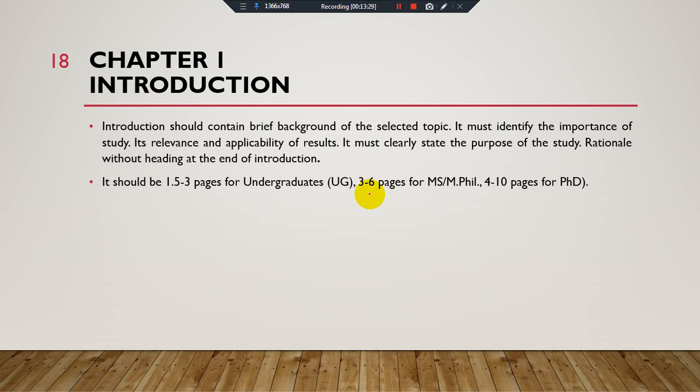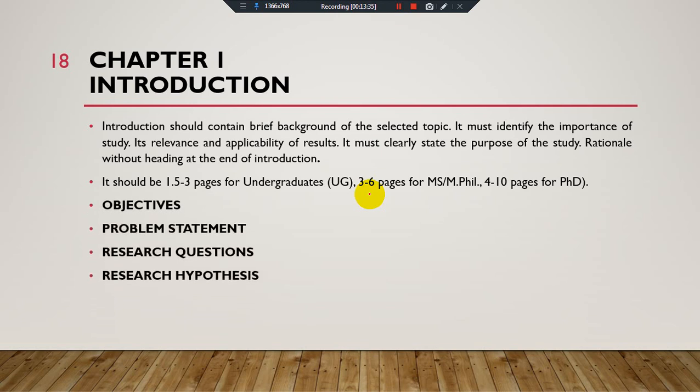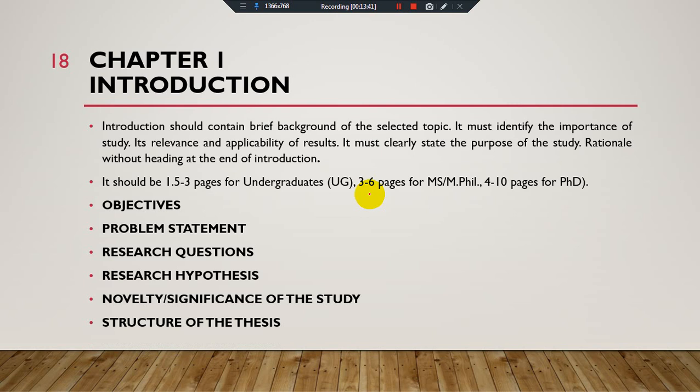The introduction chapter comprises objectives, problem statements, research question, research hypothesis, novelty and significance of the study, and then the structure of the thesis. There are a number of supervisors who always argue that we have to construct the research hypothesis with the help of literature, or some supervisors recommend that we have to construct the research hypothesis from the theoretical or conceptual model. But wherever you construct these hypotheses, you have to provide these hypotheses in chapter 1.